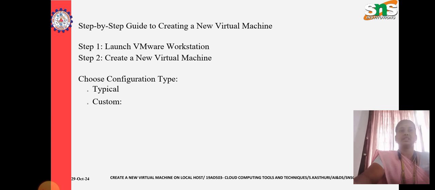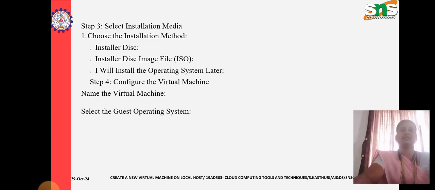Select the installation media. Choose the installation method, like installer disk, installer disk image file, also called ISO, or I will install the operating system later. Installer from disk: if we have a physical CD or DVD, select this option and insert the disk. Installer disk image file: if we are using an ISO file, browse to the file location on our computer. I will install the operating system later: if we prefer to create the VM without immediately installing the OS, we can choose this option and install later.